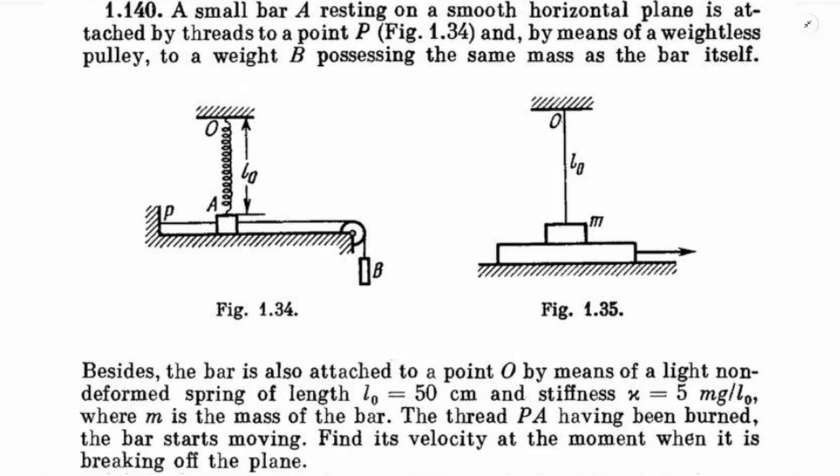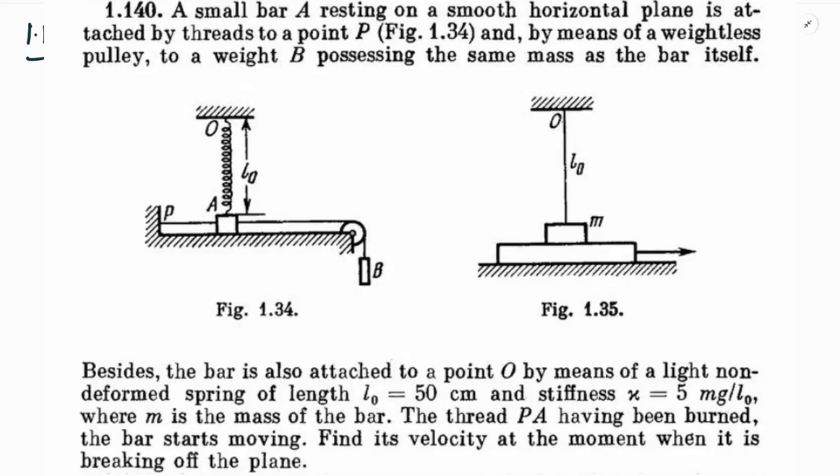So hello everybody, we are dealing with the 15th problem in this series, and the problem number is problem 1.140. The problem states: a small bar A resting on a smooth horizontal plane is attached by thread to a point P and by means of a weightless pulley to a weight B possessing the same mass as the bar itself. Besides, the bar is also attached to a point O by means of a light non-deformed spring of length L0 equals 50 cm and stiffness k equals 5 mg by L0, where m is the mass of the bar.